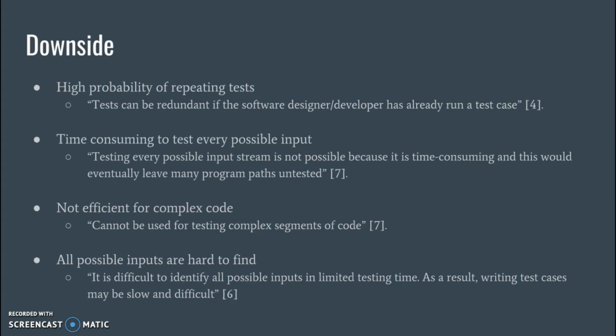One of the other downsides of black box testing is that testing all of the possible input streams is not possible to cover because it is time consuming, which would again lead us to leaving some parts of the program untested. Also, black box testing is not efficient to work with complex code as it will be hard to come up with possible test cases and not all of the program gets tested at the end. And lastly, finding possible inputs within a limited time is slower and difficult.